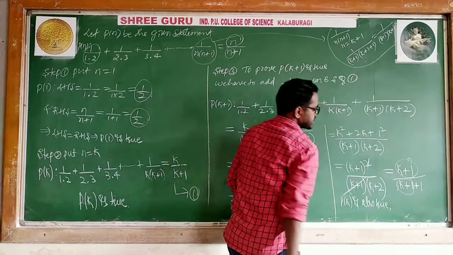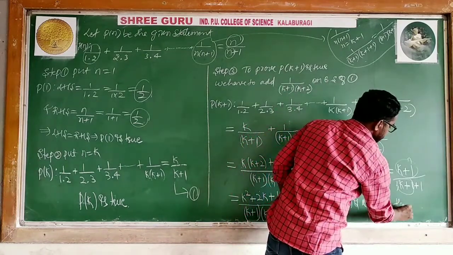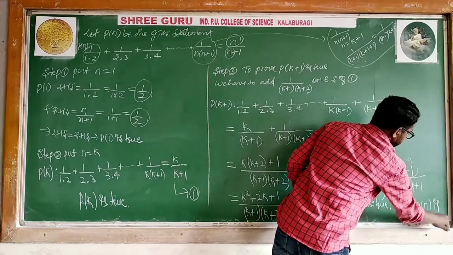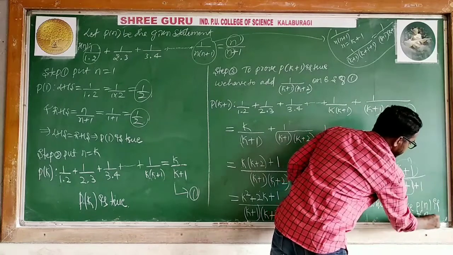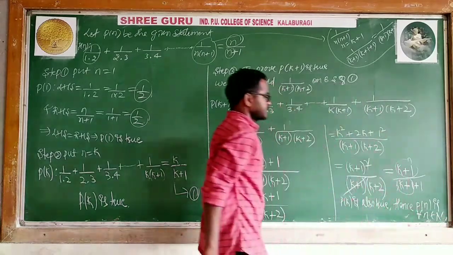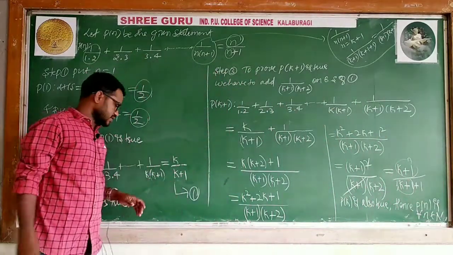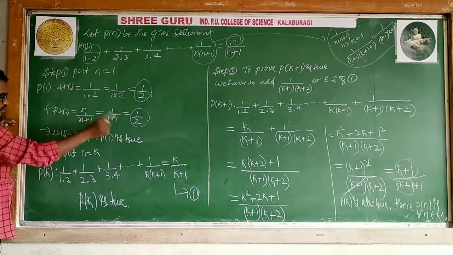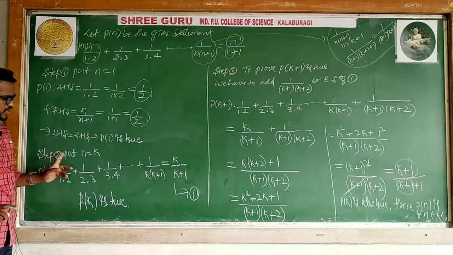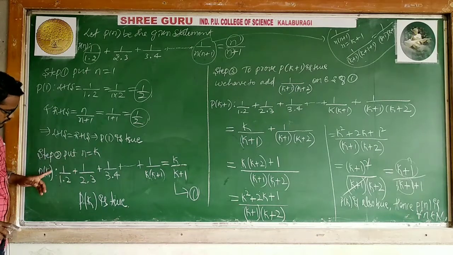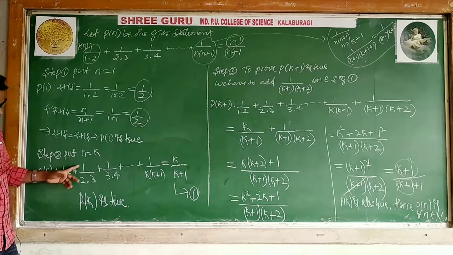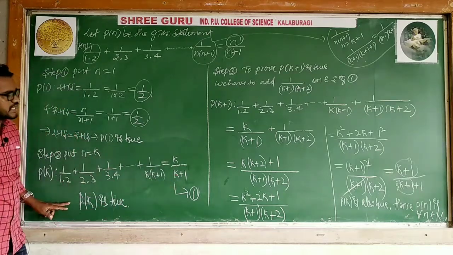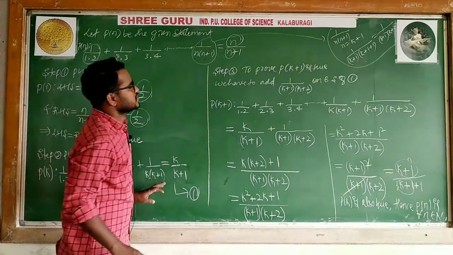This is true means I can say, hence, P of n is true for all natural numbers. This you have to write. This is the main step. Step 1: n is equal to 1, 1 by 2 there also 1 by 2, LHS is equal to RHS. Step 2: put n is equal to k, wherever n is there you have to substitute k, 1 divided by 1 into 2 plus 2 into 3 plus and so on, wherever n is there, k replaced. This is equation 1, this you can consider step 2.